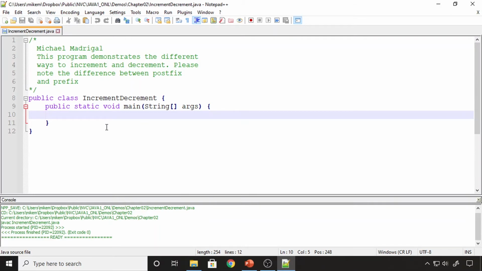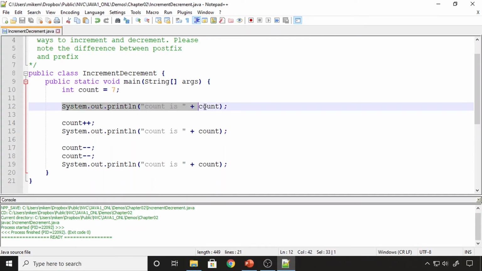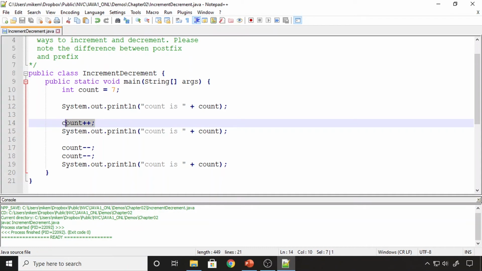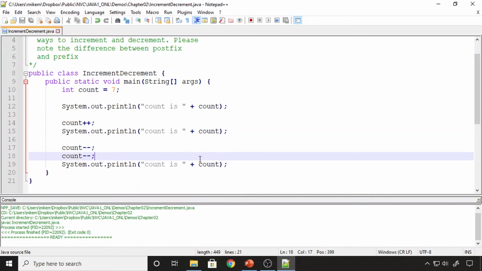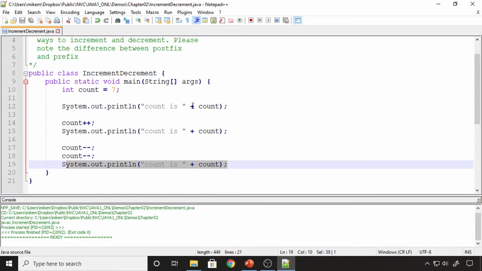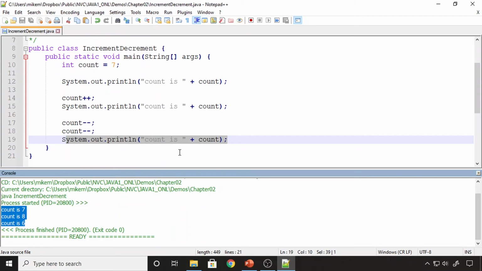So the first thing I'm going to do is create a variable, and then I'm going to increment and decrement and output that to the console. So I went ahead and created a variable and I initialized it to 7. Then I printed out that value, and then I went ahead and incremented that value and printed it out again. Then I decremented the value. Decremented means I just subtracted 1 from it, but I did it twice. And then I printed out the value again. So I'm expecting to see a 7, an 8, and then back to a 6. All right, and there's my result, and what happened is exactly as I expected.